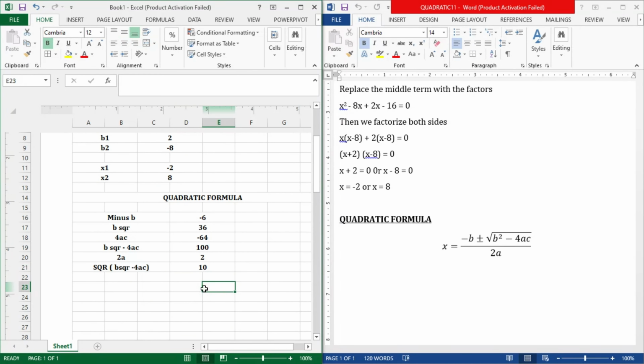Now we can program our x1 and x2. Carefully observe here. From the quadratic formula, we can see that x is equal to minus b plus or minus. That means for one it will be minus b plus and for the other minus b minus. Let's program x1 and x2. Make use of the bracket to demarcate the numerator from the denominator.